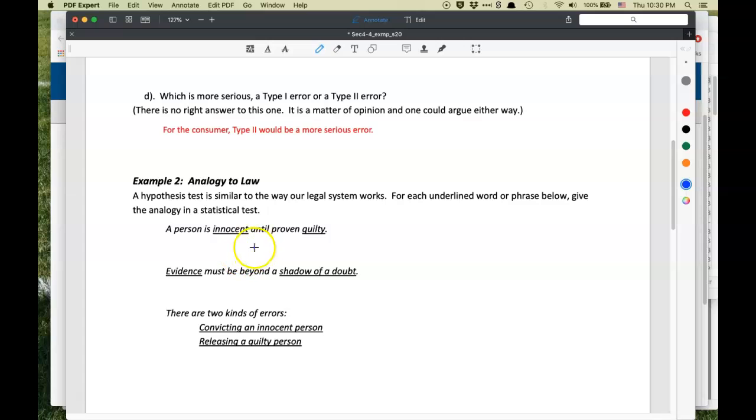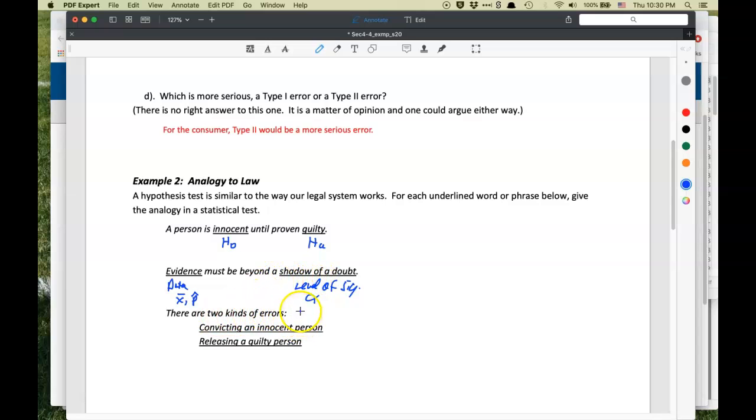So a person is innocent until proven guilty. So innocent would be our null hypothesis, and the alternative is proven guilty. Evidence must be beyond a shadow of a doubt. So this would be the data that's collected, and you might even say it's, say, like an x-bar or a p-hat. It's the statistic. Beyond a shadow of a doubt, well, that's a level of significance. Type 2 error probability, so that would be our alpha, perhaps, the significance level.